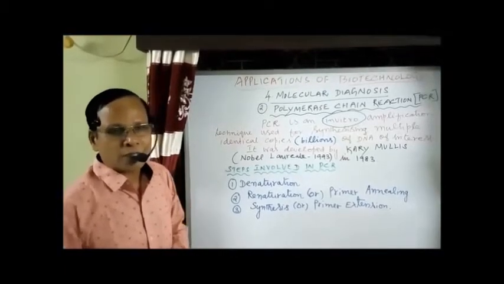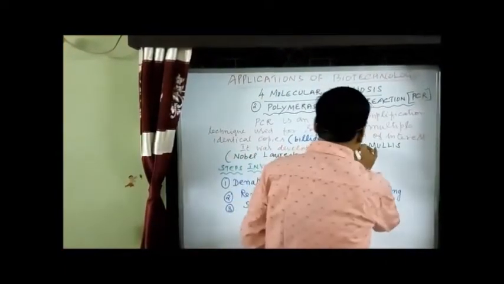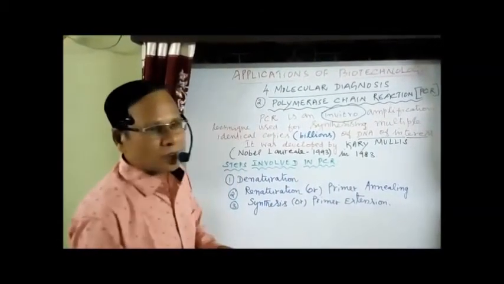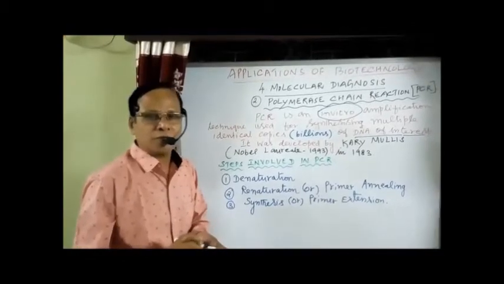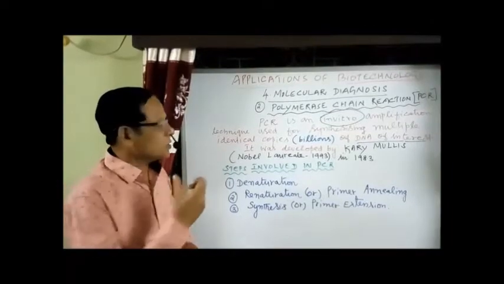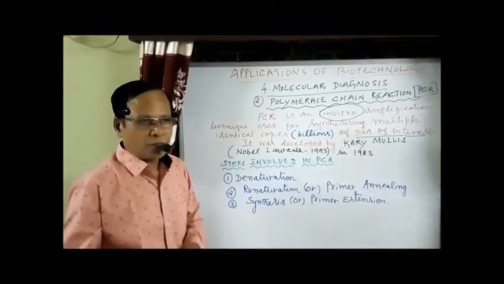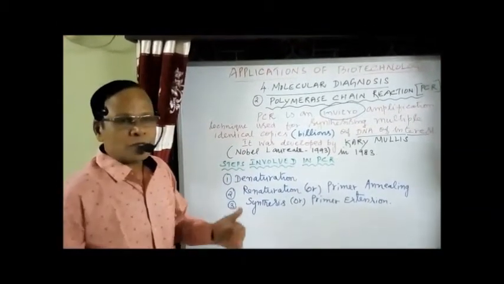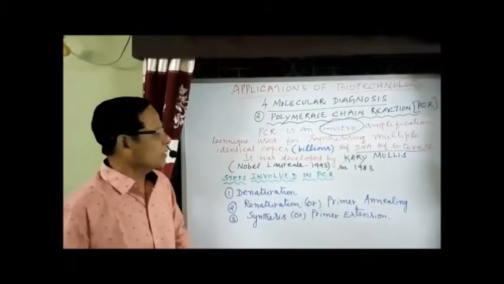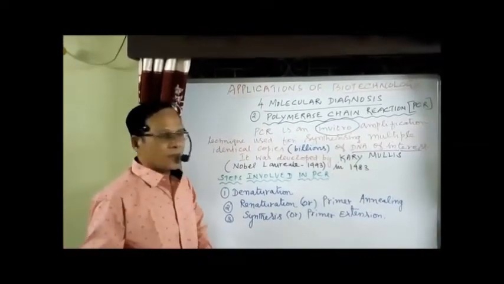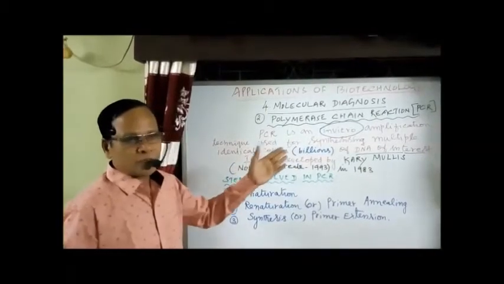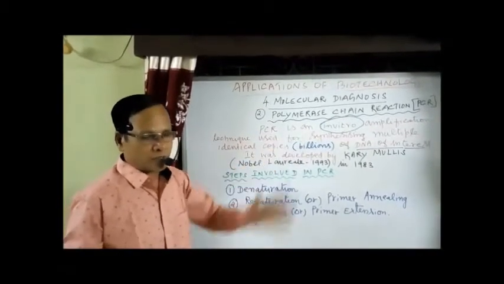DNA of interest means nothing but the known DNA that we need. Suppose, for example, the DNA responsible for the synthesis of insulin hormone or growth hormone, they are called DNA of interest or gene of interest. The desired DNA is known as DNA of interest. By this method we can produce multiple identical copies, not 1 or 2 but billions of copies of DNA of interest. That's why it's called gene amplification process or DNA amplification process.